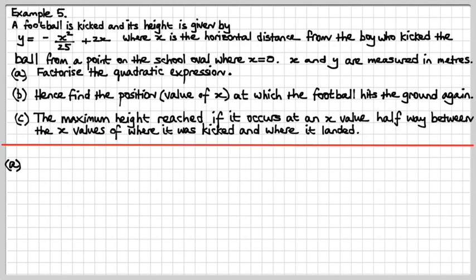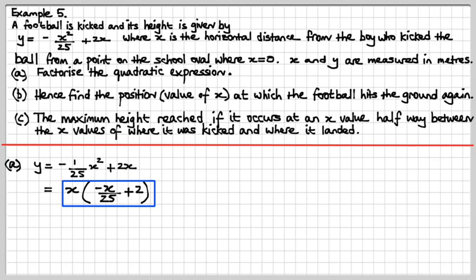Okay, so part A, we have to factorise the quadratic expression. Well, this is the quadratic expression here, and I think we can just take x out, don't you? Very good, that's the answer to that. Well, that was easy, wasn't it? Alright, so what's B? Find the position, that is the value of x, the horizontal position, at which the football hits the ground again.